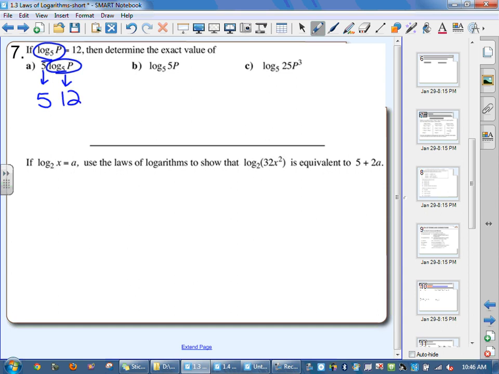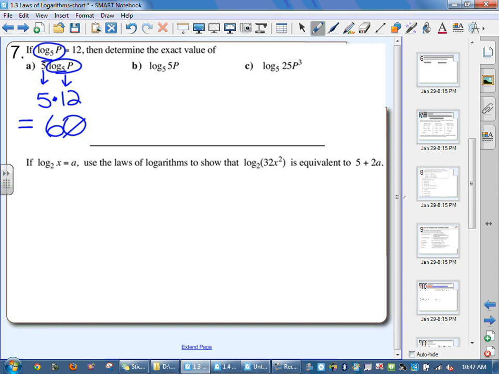Now the only reason that works is because in this specific question, they're saying log base 5 of p equals 12. They're actually telling us what it equals. It can be equal to any value, and that's what they're telling us.